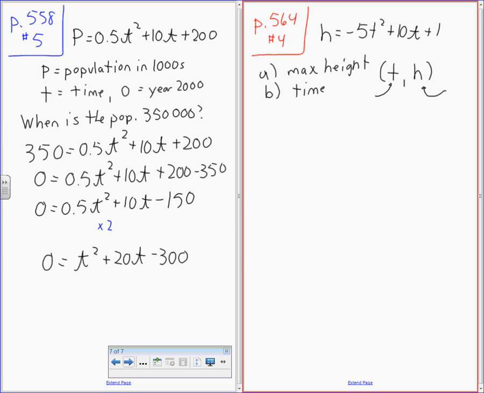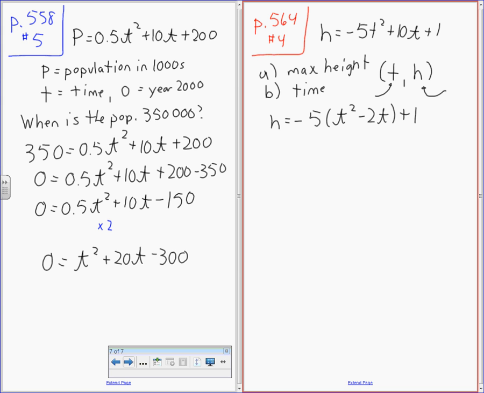If we want the maximum, as soon as you hear the word maximum, what does that mean? Vertex. So we complete the square. Can you give me the first step, please? Negative 5. Good, t squared minus 2t. Wonderful, tremendous, awesome.